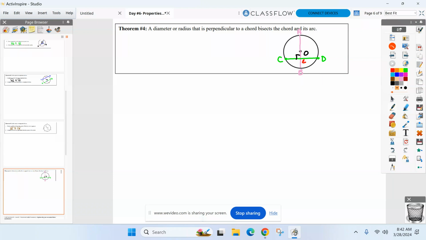All right, here's what happens. You can read the theorem, but if you have a diameter perpendicular to a chord, the chord gets bisected. There's a word we haven't used in a while, huh? The chord gets bisected. A diameter that's perpendicular to a chord, the chord gets bisected. So which two pieces are now congruent on my diagram? And yours too. CE and ED.